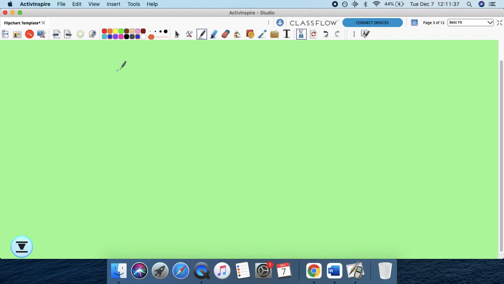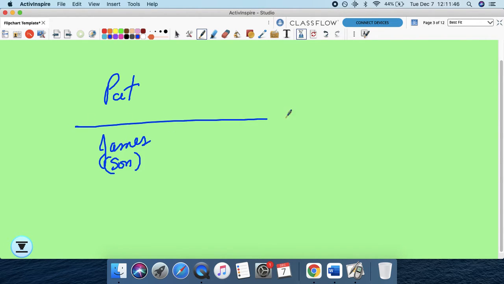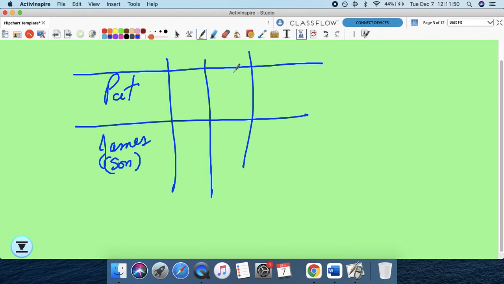3. Pat is 20 years older than his son. So Pat is the mom or dad, and we call this James the son. Put that in parentheses. So Pat is 20 years older than his son James. Do we know what his age is? Let's call him A. That's his age. Pat is 20 years older, so it's going to be 20 plus whatever James is. So right now, that's what it is.